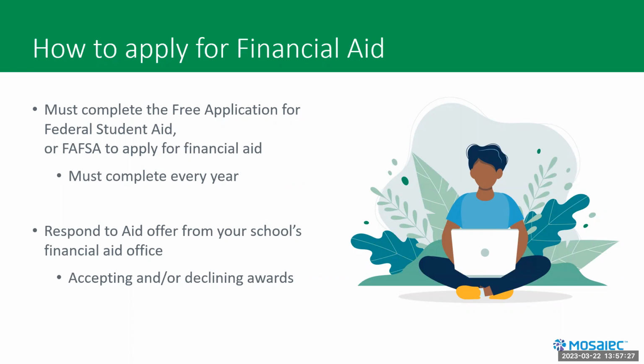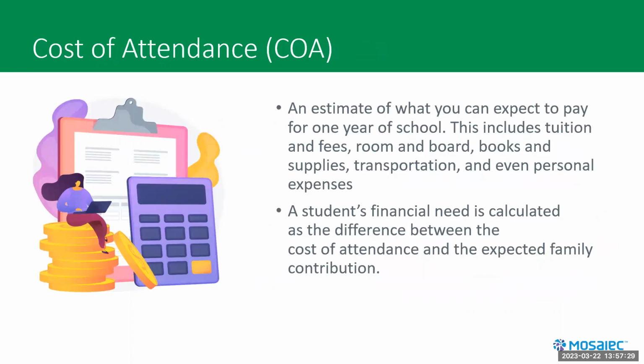Now, the first part in determining your financial aid is where we're looking at the school's cost of attendance. You can normally find your school's cost of attendance on their website. So cost of attendance, or COA for short, is an estimate of what you can expect to pay for 1 year of school. So this would include tuition and fees, an estimate of room and board, books and supplies, transportation, and even some personal expenses. Now, when looking at the school's cost of attendance, you might see one for living on campus, living off campus, or living with parents. So you might see a variation there.